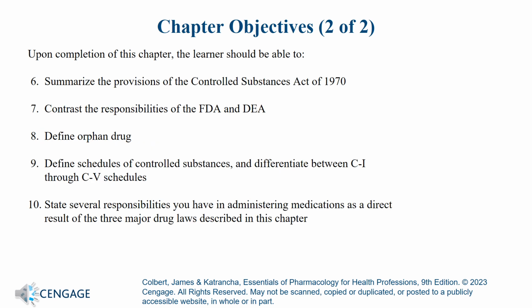Continue. Summarize the provisions of the Controlled Substances Act of 1970. Contrast the responsibilities of the FDA and DEA. Define orphan drug. Define schedules of controlled substances and differentiate between the C1 and C5 schedules. State several responsibilities you have in administering medications as a direct result of the three major drug laws described in this chapter.